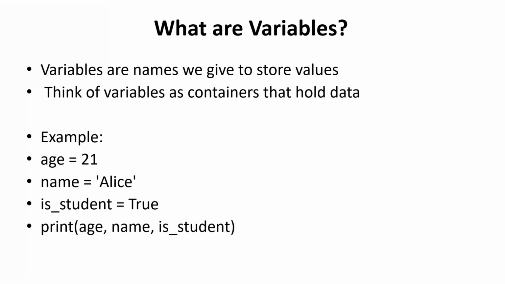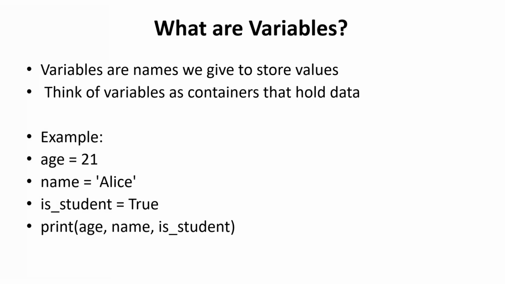For example, in Python, two lines: score = 100, and player_name = "John". Score and player_name are variables holding the values 100 and John respectively. This is all about values and variables.